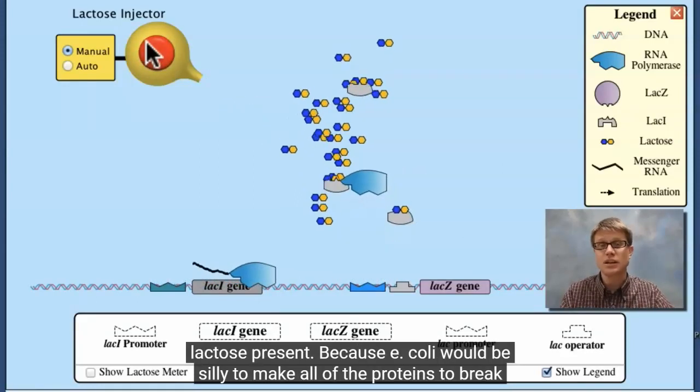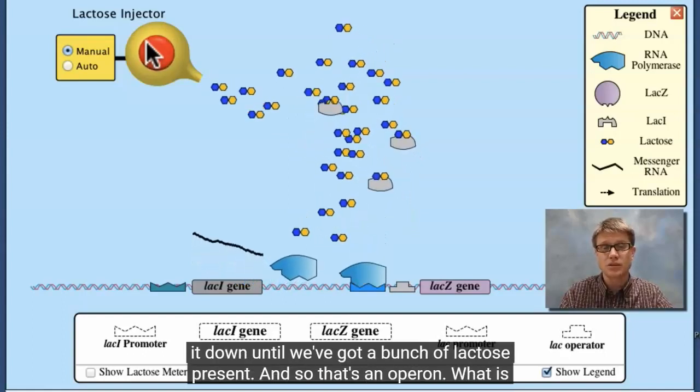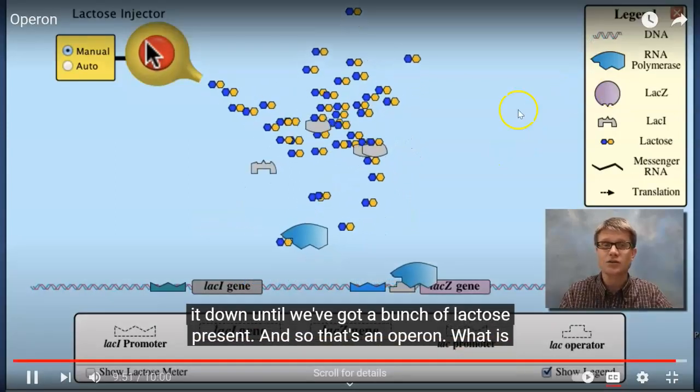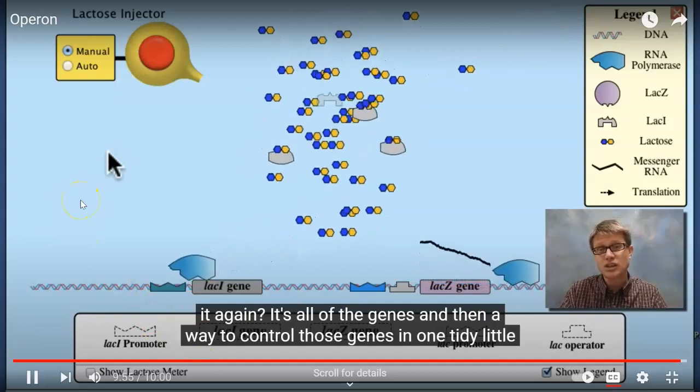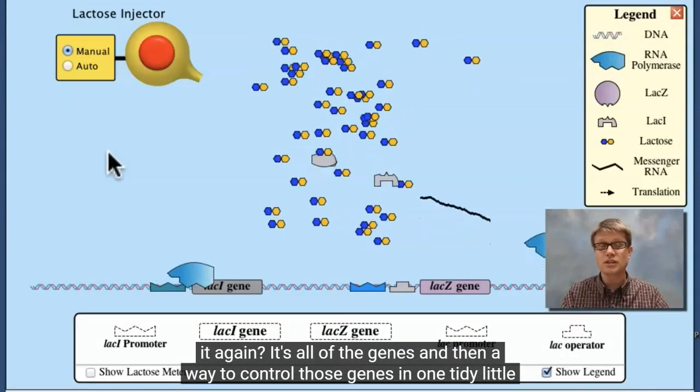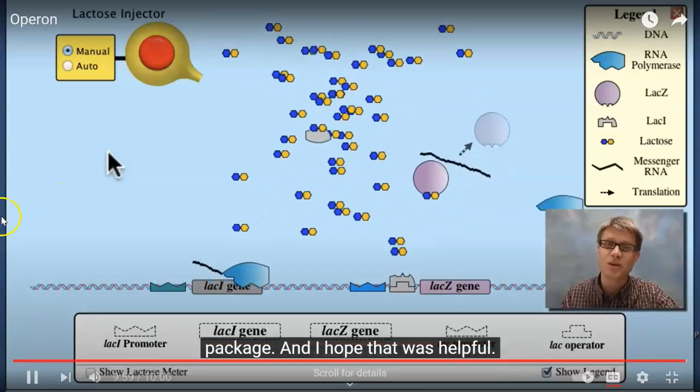Because E. coli would be silly to make all of the proteins to break it down until we've got a bunch of lactose present. And so that's an operon. What is it again? It's all of the genes and then a way to control those genes in one tidy little package. And I hope that was helpful.